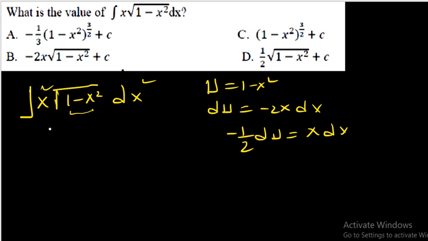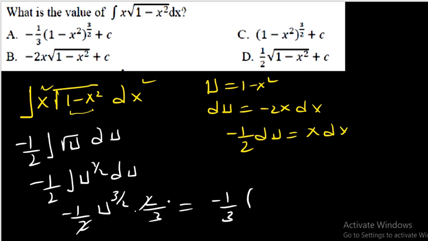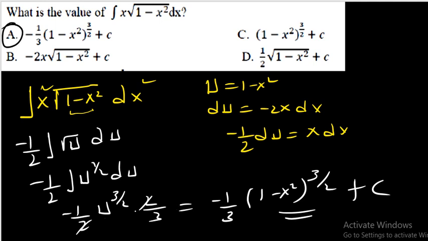Therefore our integral will be completely changed. Negative half taken out, square root of u du. That means negative 1 over 2 integral of u to the power of 1 over 2 du. That means negative 1 over 2 u to the power of, when I add 1, 3 over 2, times 2 over 3, I will flip it and cancel this one. So negative 1 over 3, and what's u? The u is 1 minus x squared, the whole to the power of 3 over 2 plus c. That's going to be the answer, which is A. Yes.